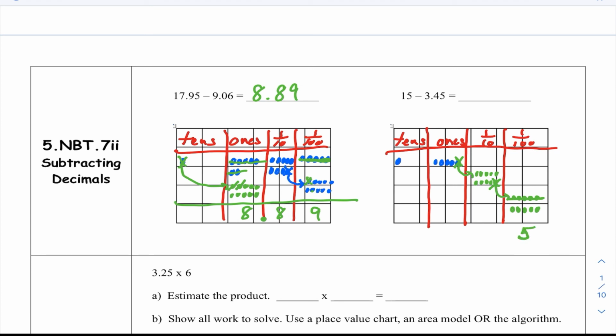So that's a 5. Now I need to cross off 4 tenths. So I'm going to go 1, 2, 3, 4. So that would be those right there. So 1, 2, 3, 4, 5. Now I need to cross off 3 ones. So 1, 2, 3. So I have 1 and my ones remaining there. Put my decimal point in there before I forget. And I'm not taking away any tens, so that 10 just stays there. So that's 1 ten. So 15 minus 3 and 45 hundredths is 11 and 55 hundredths.